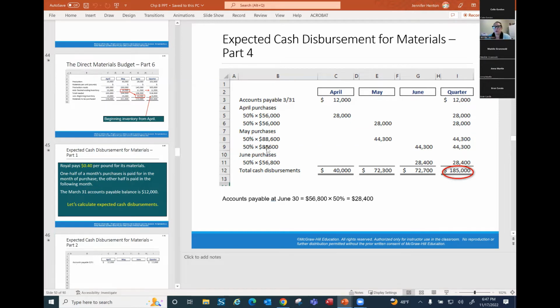All right, so we split that in two. So we have 44,300 going in May, 44,300 going into June. And then we have to look at the June production. So that was 142,000. So we take the 142,000, multiply that by 40 cents, and we get 56,800. And half of that is paid for in June, so 28,400. And then we add it all together. I need 185,000 in order to pay for all of the raw material that I have to purchase.